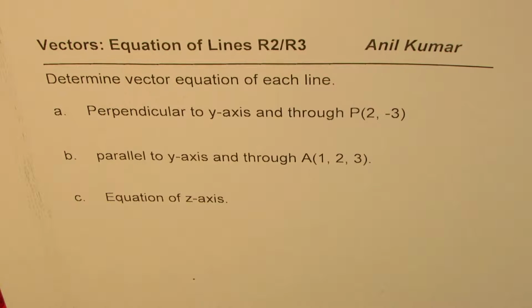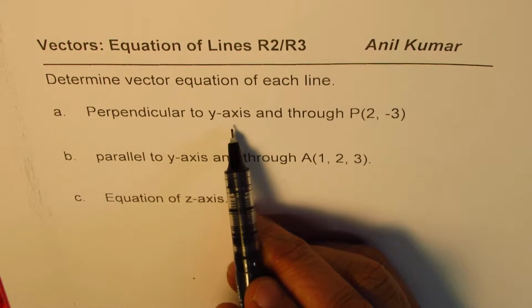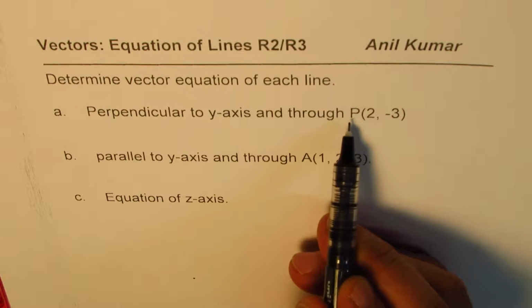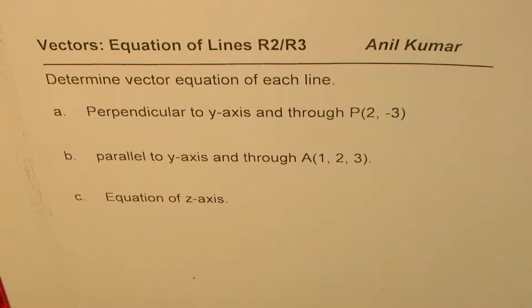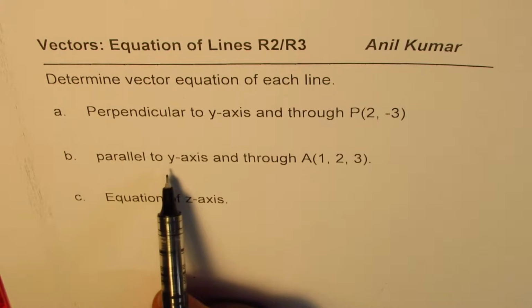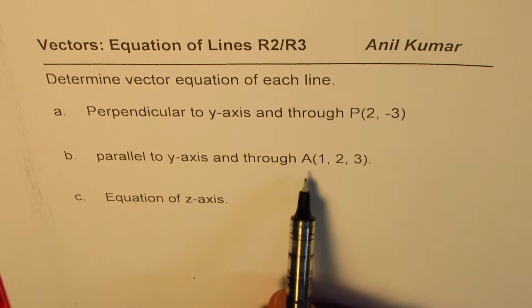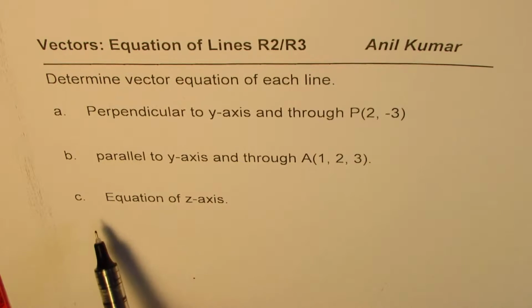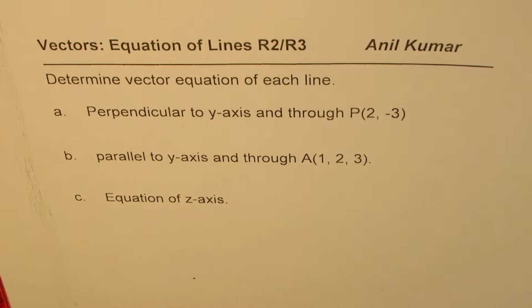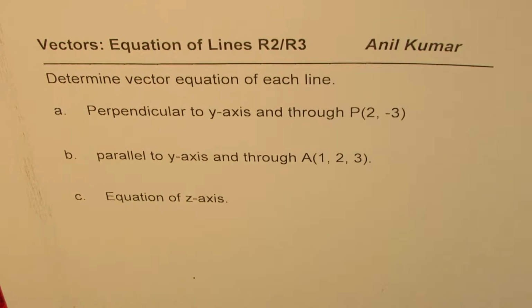The question here is, determine the vector equation of each line: A, perpendicular to the y-axis and through the point (2, -3). B, parallel to the y-axis and through (1, 2, 3). And C, the equation of the z-axis. You can always pause the video, answer the question, and then look into my suggestions. Now let's think about it.